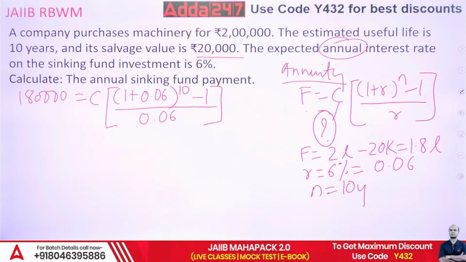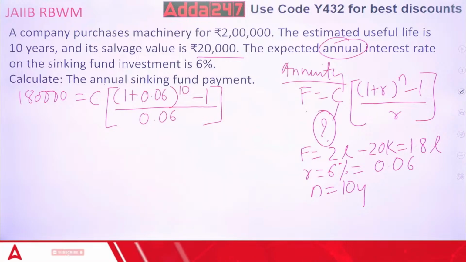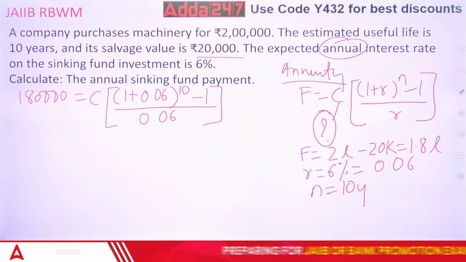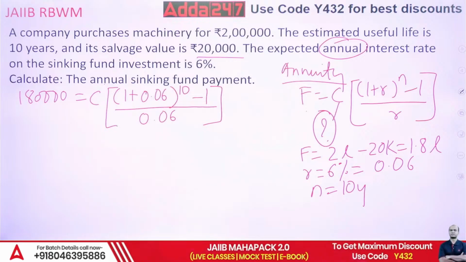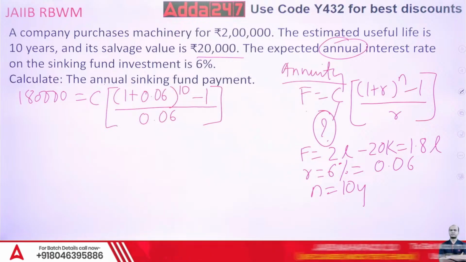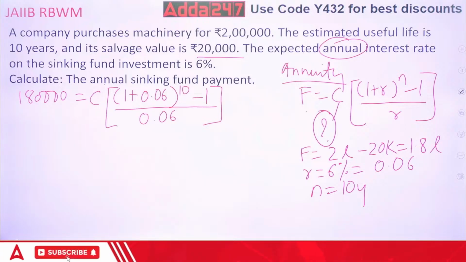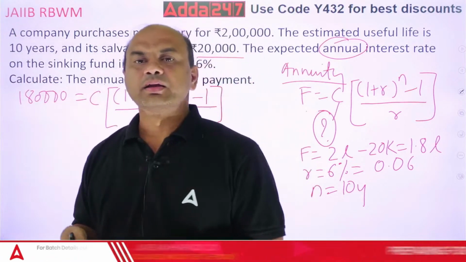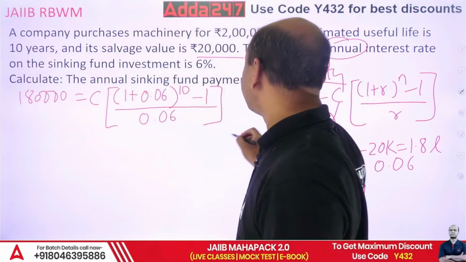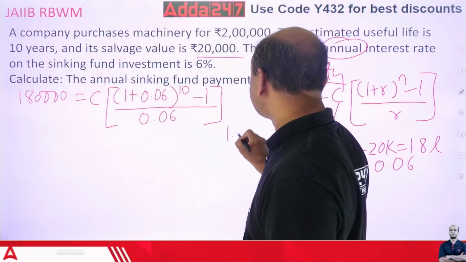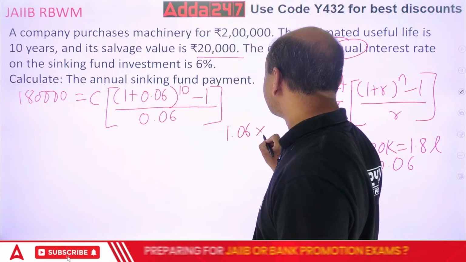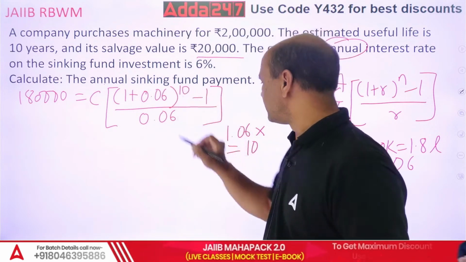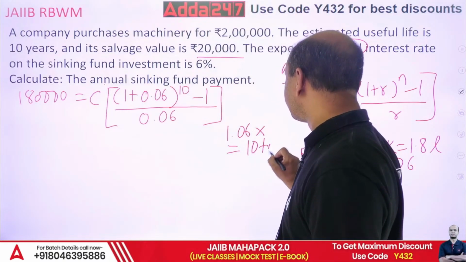Raised to 10. Check this, everyone. 1.06 raised to 10. How to do it? Yesterday I told you how to do it. Type 1.06 over here, then press into, then press equal to 10 times. How many do you want? 10. So 10 times.